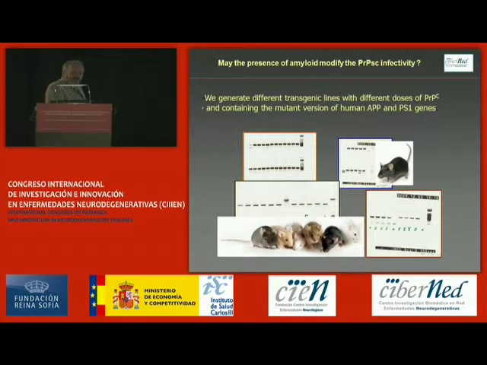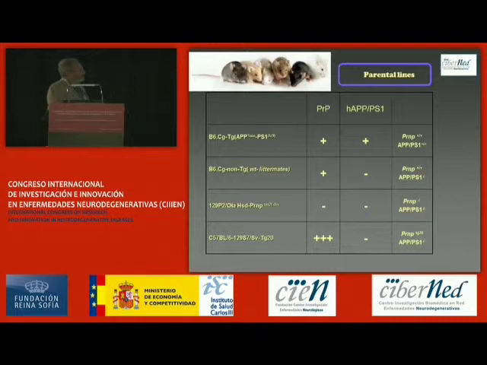To approach these two different questions, we organized different transgenic mouse lines containing different amounts of PrPC, the cellular component of the neuron, and we used the human version of mutant APP and PS1 to make the proper combination with both mice. The parental lines are those.